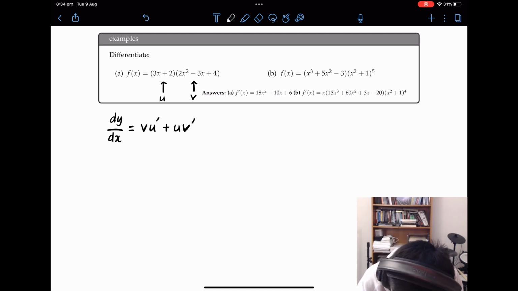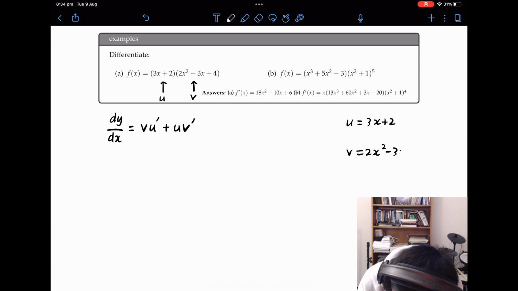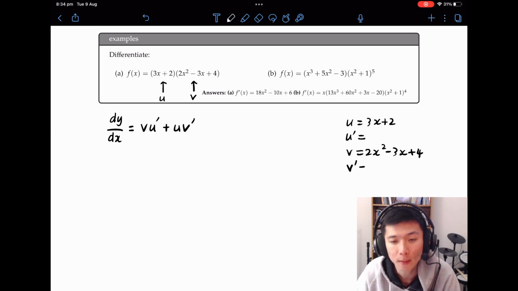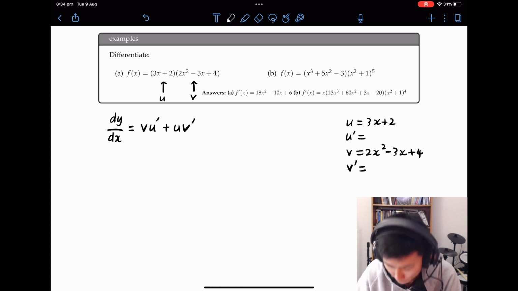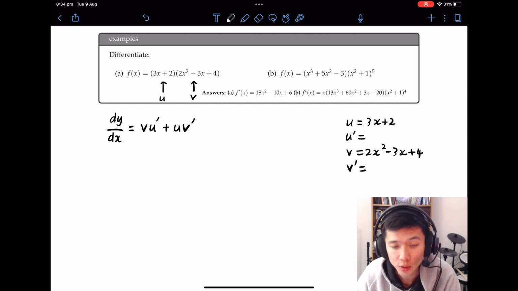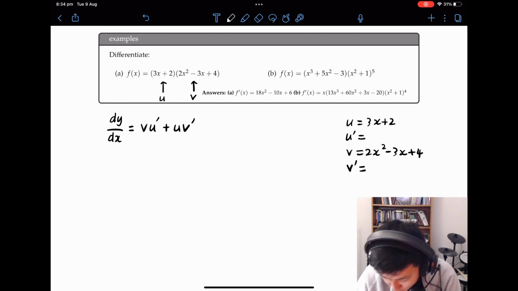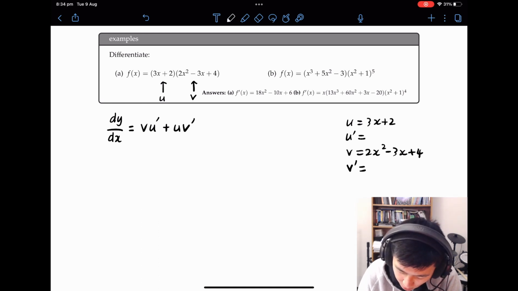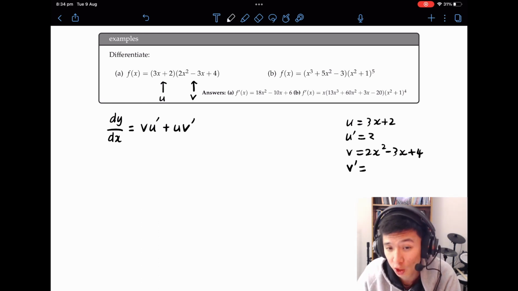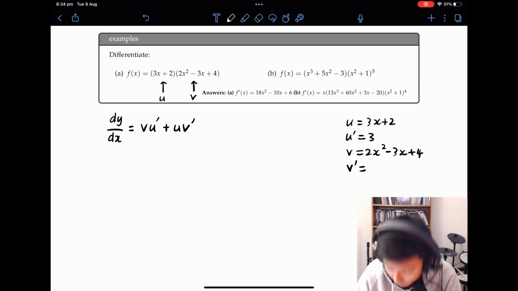So U in this case is 3x plus 2. V is 2x squared minus 3x plus 4. We don't know what U dash is and we don't know what V dash is for now, but we can actually find those quite easily. U dash we get by differentiating 3x plus 2. When you differentiate 3x, we get 3. When you differentiate plus 2, you get nothing.